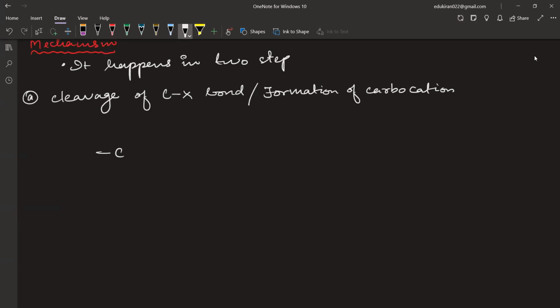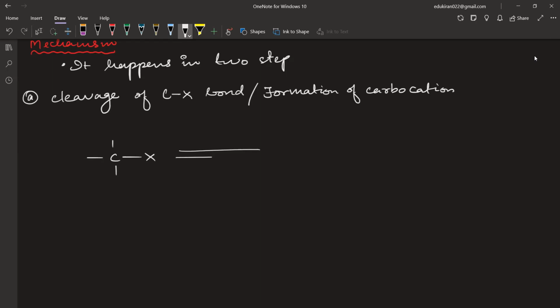Now carbon will be attached with X. Look at the mechanism, I will give you time. Carbon will be attached with three different atoms or groups and an X atom. So X is our main thing, so I am showing just X.